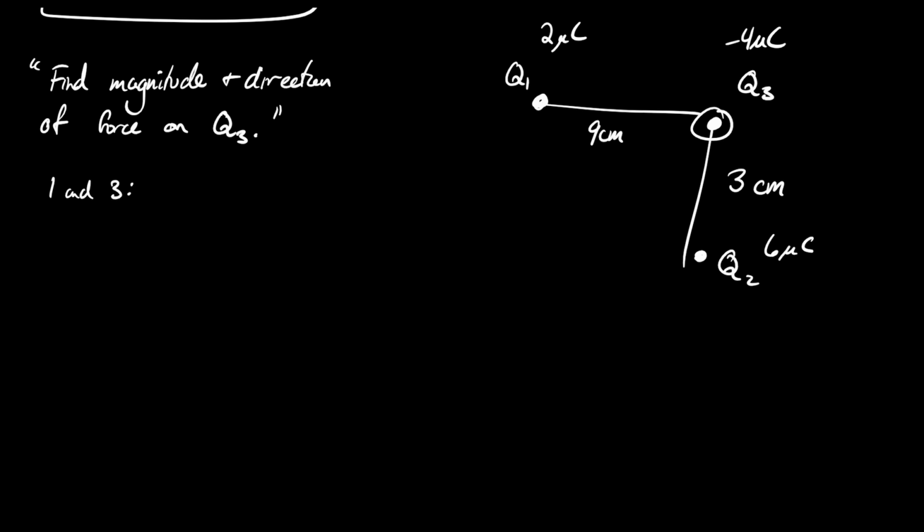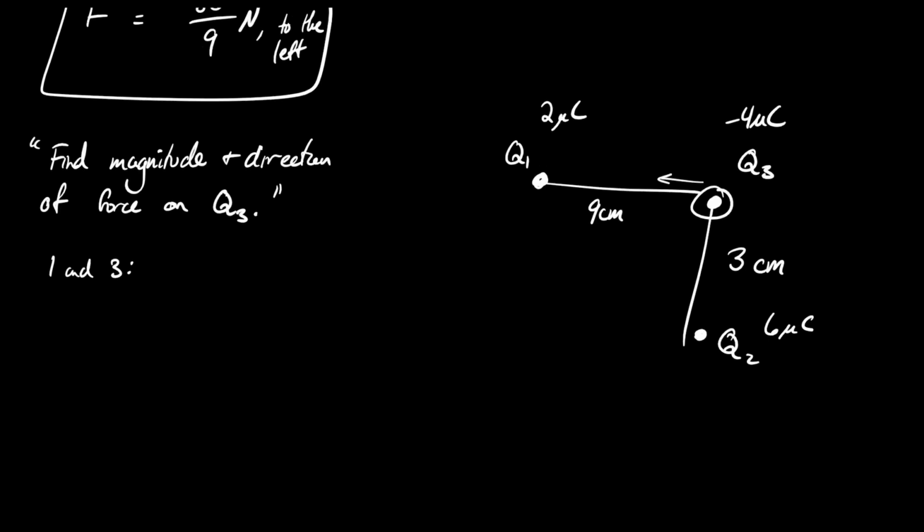Okay. So between charge 1 and 3, you do the same thing that we just did. You find the force by using k q1 q2 over r squared. And we just computed that this force is 80 over 9 to the left. So we found this net force already. Now let's find the force from charge 2 on charge 3.